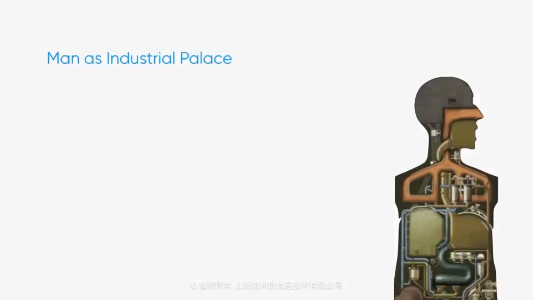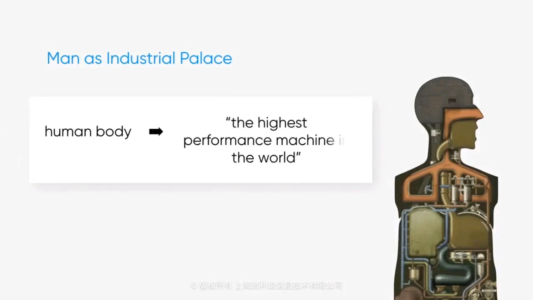A researcher named Fritz Kahn, in his 1926 classic, Man as Industrial Palace, described the human body as the highest performance machine in the world, and used industrial metaphors to illustrate its remarkable capacities.